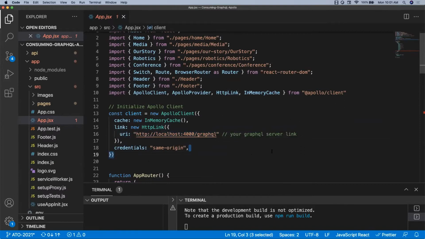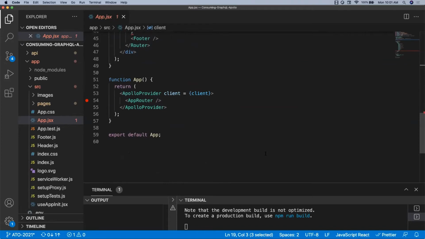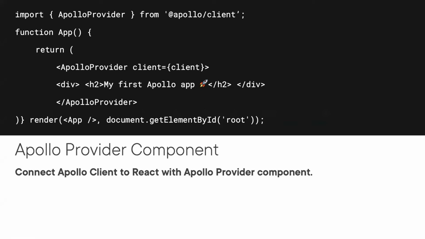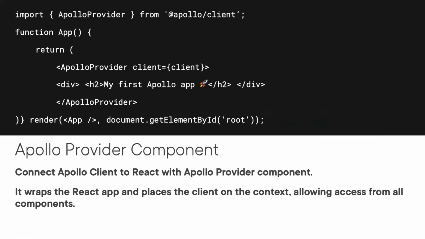So this is all one-time setup that you need to do to integrate Apollo client within your React application. Once that's done, the next step is to use the Apollo provider and wrap it around the root of your application. If you're familiar with React, you know that we use providers to give context to the rest of the components. We do the same with the Apollo provider. You connect your Apollo client to React using this provider component, and it wraps the entire React app and places your client on the context. That allows access to all of this GraphQL functionality from all the components.